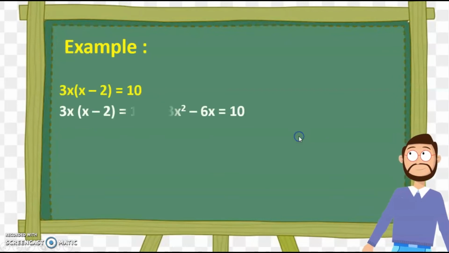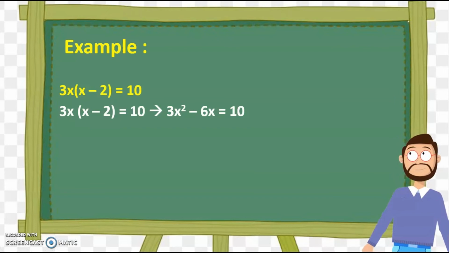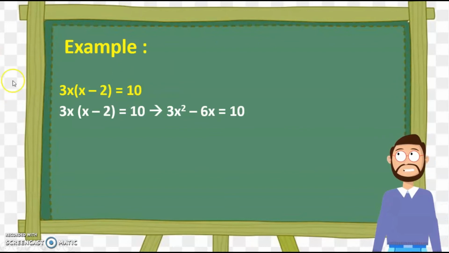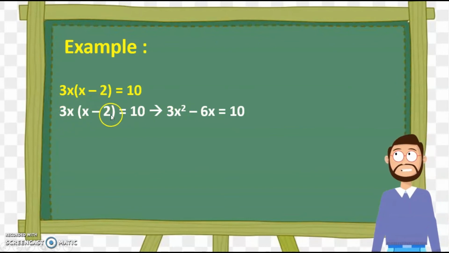Another example, we have here 3x times the quantity of x minus 2 is equal to 10. So this is an example of a quadratic equation. However, this is not written in standard form. To rewrite this into standard form of a quadratic equation, we need to expand the product on the left side of the equation. So we have here 3x times x, we have 3x squared. 3x times negative 2, we have negative 6x equals 10.